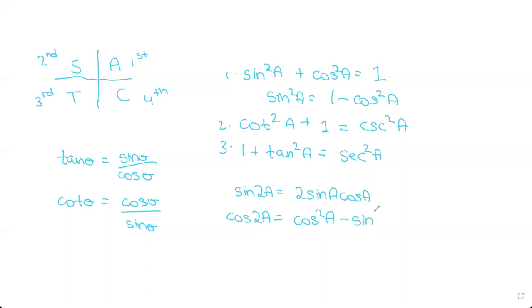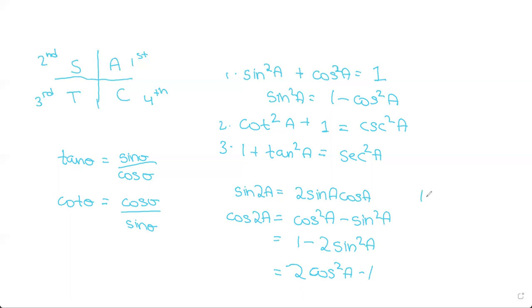So there are three different formulas for this. Cos 2a can be cos square a minus sine square a. That is the first case. Or it can be 1 minus 2 sine square a. Or it can be written as 2 cos square a minus 1. So these are the three values which cos 2a can be.